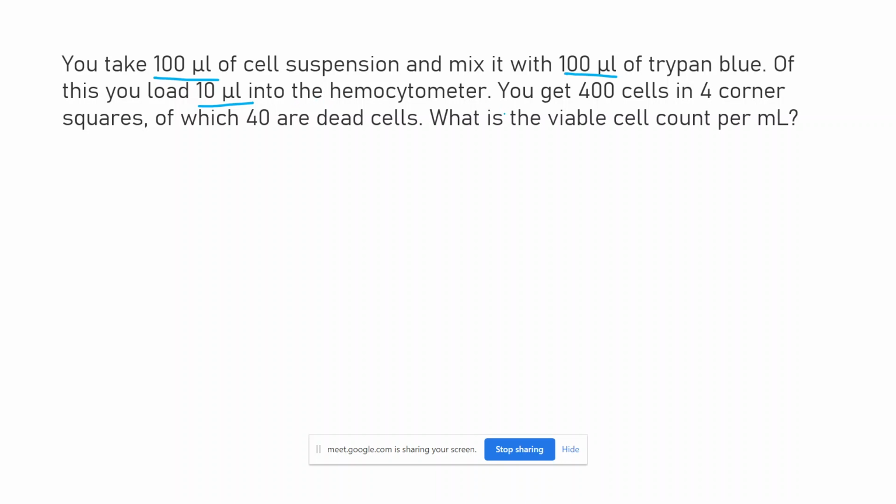When you do the counting, you get 400 cells. But in this question, we are counting only the 4 corner squares, not the 5 squares. So the total number of cells is 400, of which 40 are dead cells. That means, what is the number of our viable cells? We can determine that by total number of cells minus the dead cells. So what is the viable cell count per ml?